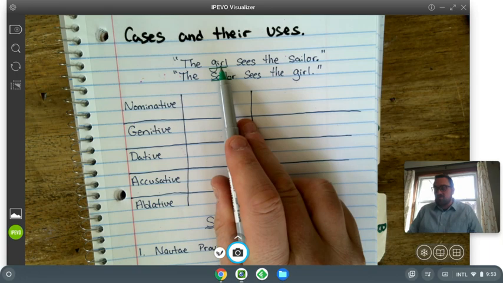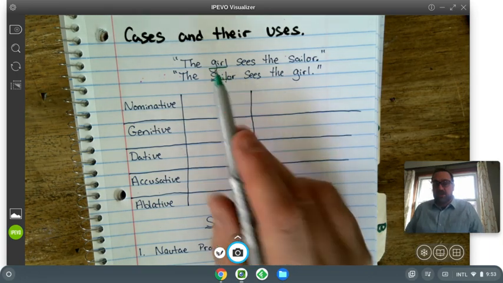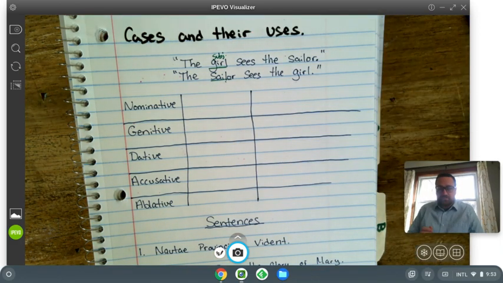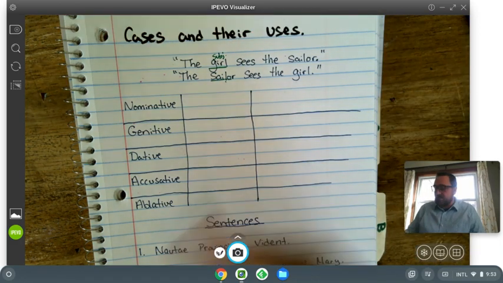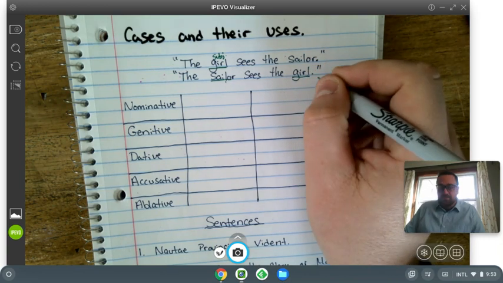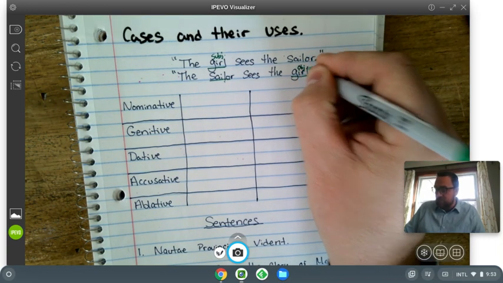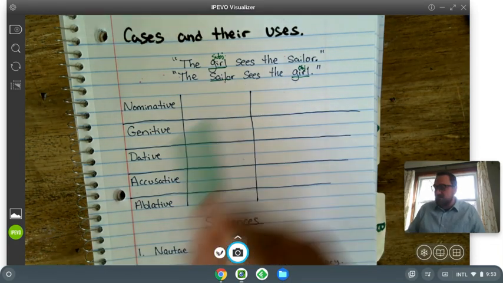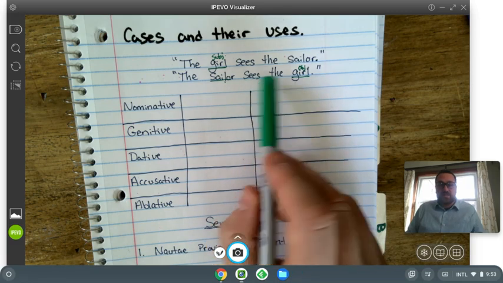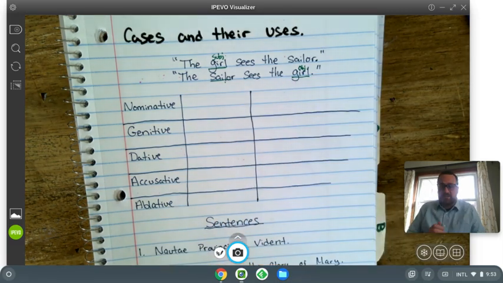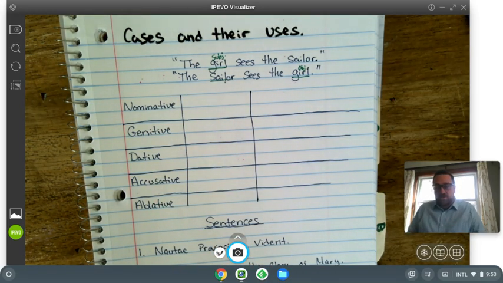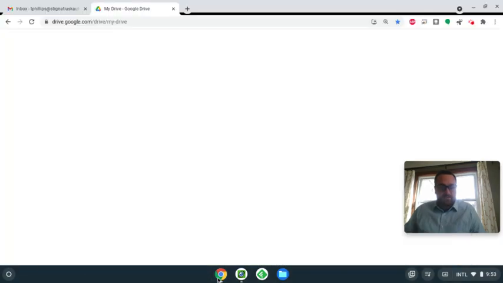Here, the role that the girl is playing is the subject. But down here, the role that the word girl is playing is the object. The sailor's the subject, and the sailor is doing the seeing. And what's the sailor seeing? The girl. So the girl is the object of the sentence. Okay. The cases in Latin are for different roles that a word could be playing in the sentence.